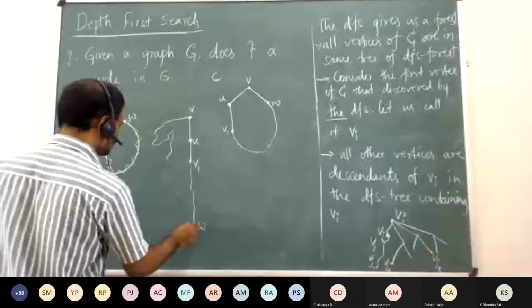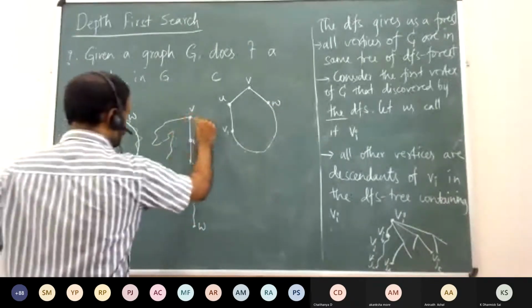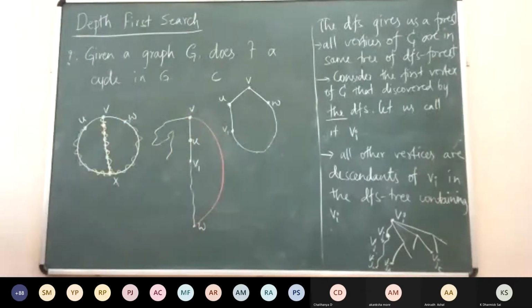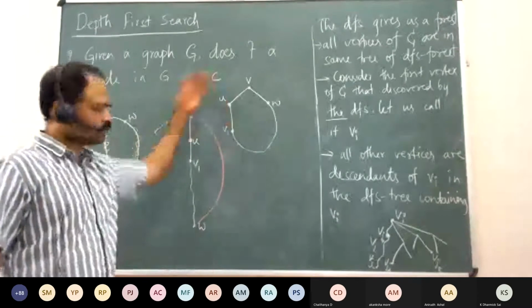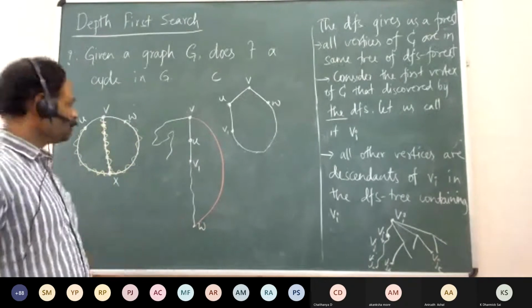Now you know that this particular edge WV will be a non-tree edge. You can't add it anymore, it will be a non-tree edge. Otherwise, it will form a cycle, which is a contradiction to our assumption that there exists no non-tree edge. This says that there always exists an edge which is a non-tree edge. So that is one more way of proving it.